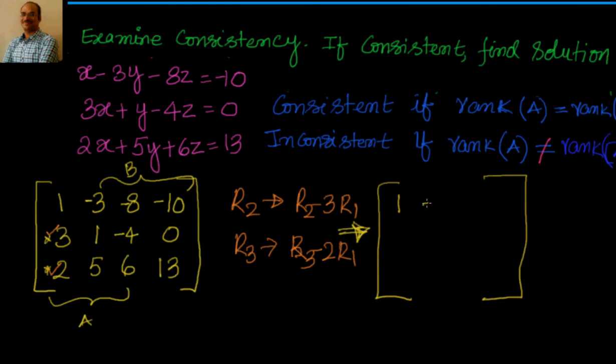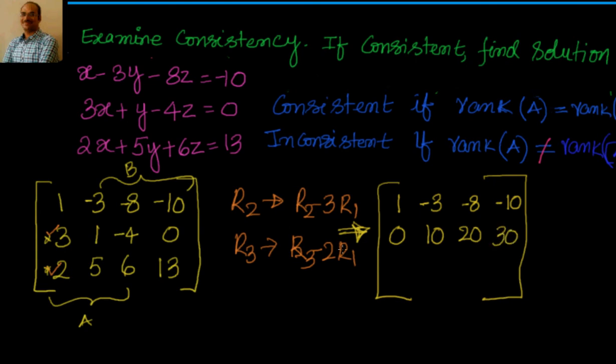R1 will stay as it is: 1, minus 3, minus 8 and minus 10. For R2 minus 3R1: 3 minus 3 is 0; 1 minus of minus 3 into 3, that is equal to 10. Similarly, minus 4 minus 3 into minus 8, that is minus 4 plus 24, which is equal to 20. Similarly, 0 minus 3 into minus 10, that is 0 plus 30, which is equal to 30.